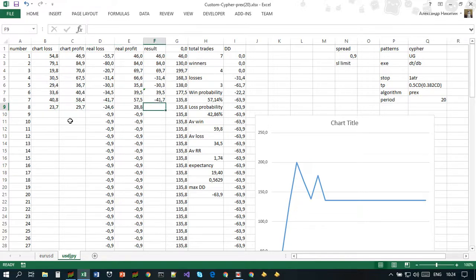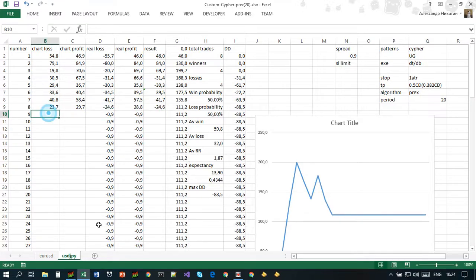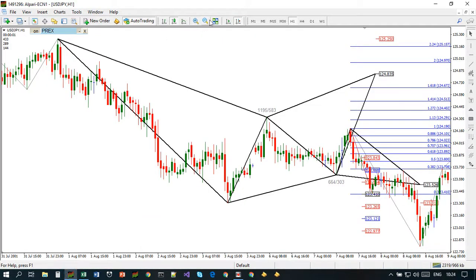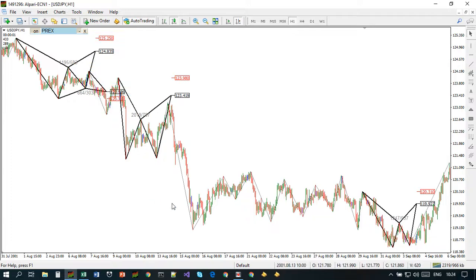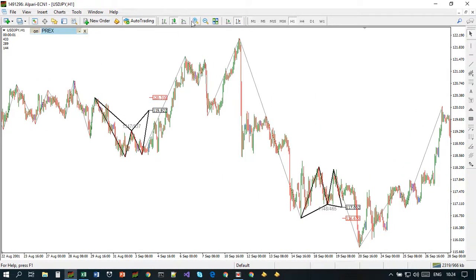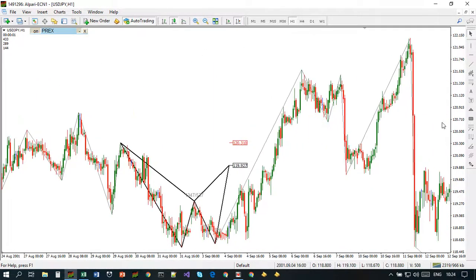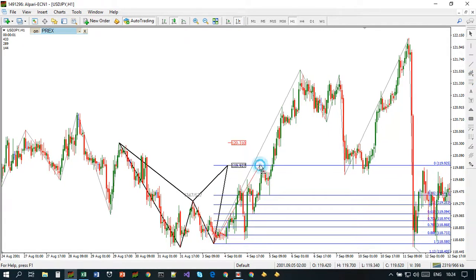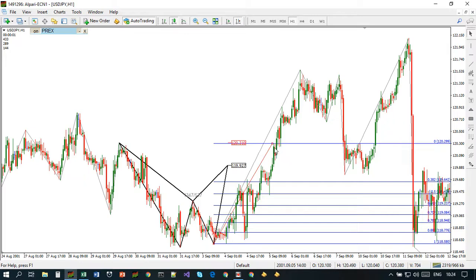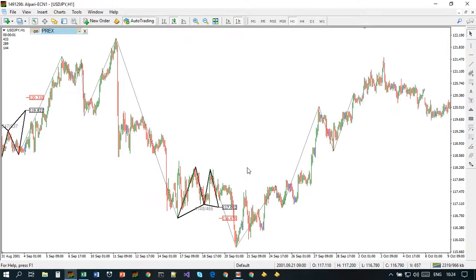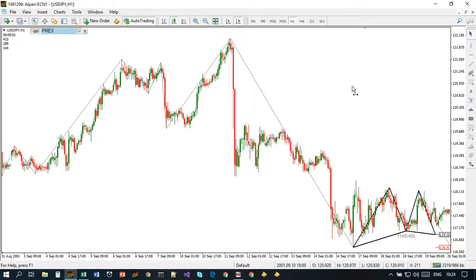29.7. It was a stop loss this time. Let us continue. So what was this? We had a reversal from here, but the pattern was not completed yet. Then we didn't have a reversal, and then it was invalidated. Let me examine this pattern.